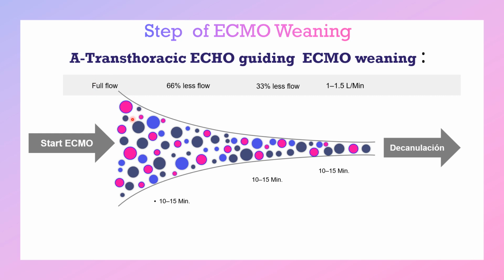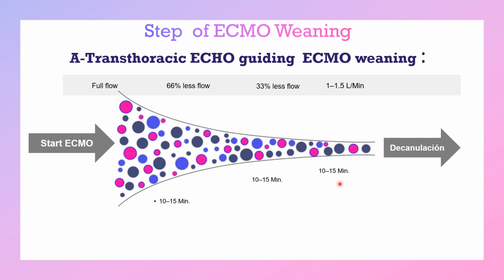Here we will go for full flow. Then after that, in 10 to 15 minutes, they will decrease the flow to 66% of the flow. Then after 10 to 15 minutes, they decrease the flow to 33% of the full flow, until they reach 1 to 1.5 liters per minute after 10 to 15 minutes.